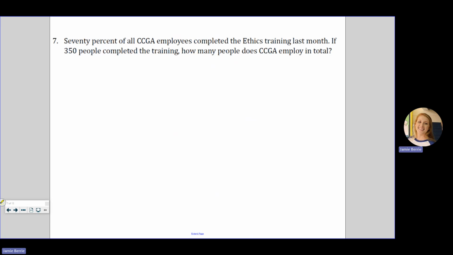This one says 70% of all CCGA employees completed the ethics training last month. If 350 people completed the training, how many people does CCGA employ in total? So we know that 70% of all of the employees completed this training. We know that there's 350 people that completed the training. We want to know what is the total. So we're going to use that little formula, percentage times total equals the part.